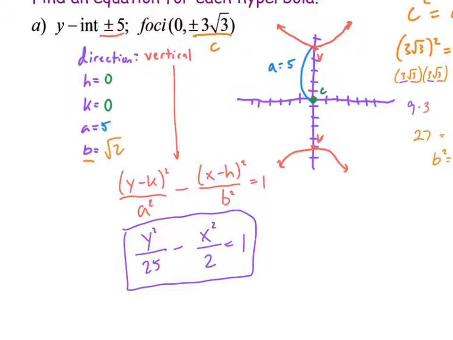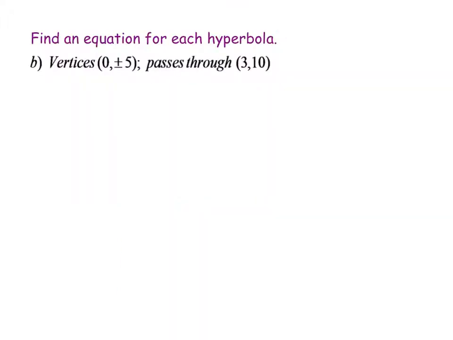Let's try the next one. We just have 3 of these and we'll be done. Alright, so I'm just going to start. It says the vertices are (0, 5) and (0, negative 5), which is good. They tell me something about the vertices, so it's going to help me find my a value.